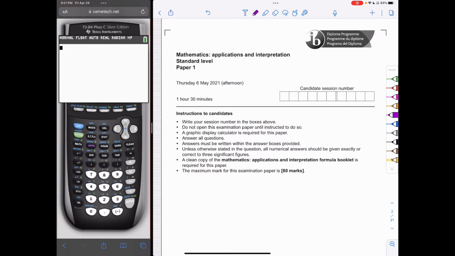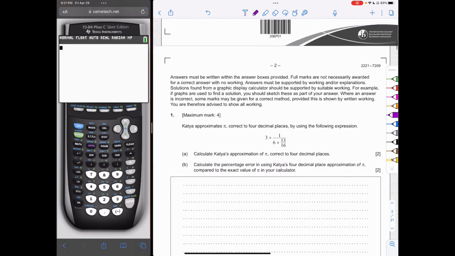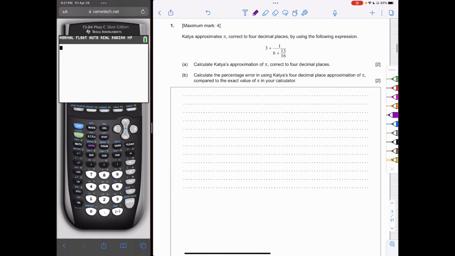Hi, today we're going to talk about the applications and interpretations of SL May 2021 Time Zone 1, Paper 1. So let's go ahead and start answering number 1.